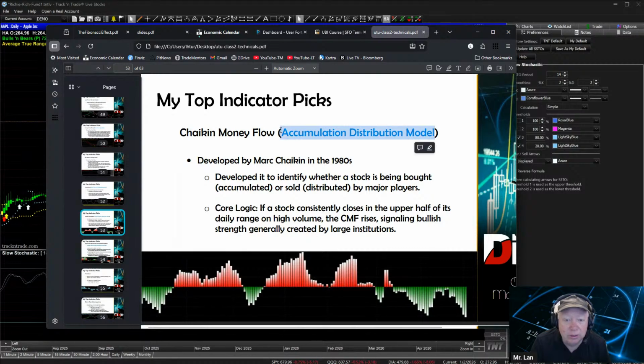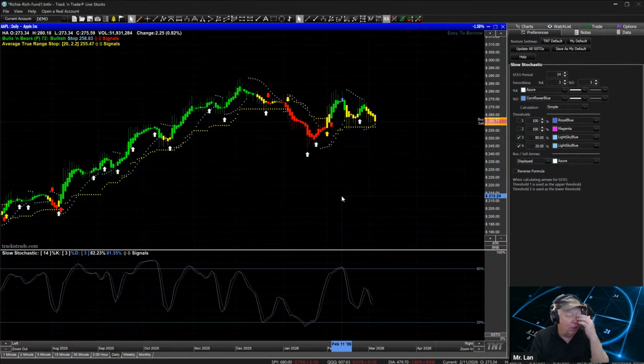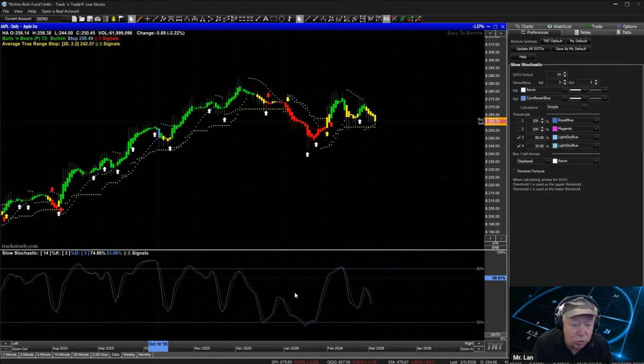This is a really good one. Developed by Marc Chaikin in the 1980s, developed to identify whether a stock is being bought, accumulated, or sold, distributed, by major players. Core logic: if a stock consistently closes in the upper half of its daily range on higher volume, the CMF rises, signaling bullish strength generally created by large institutions. So this is a large institution. Now remember, when we do the Richard Wyckoff accumulation distribution model, this is a tool that we really love.